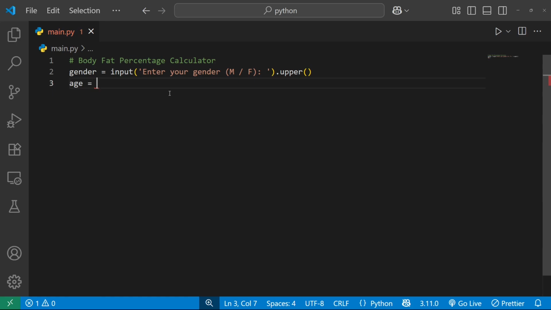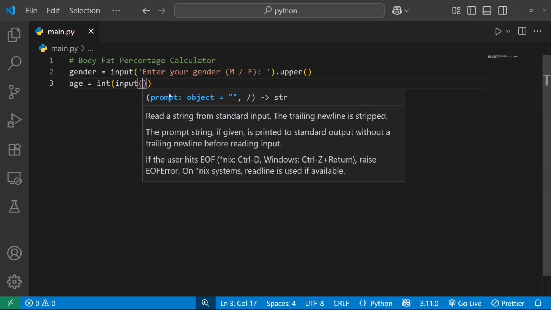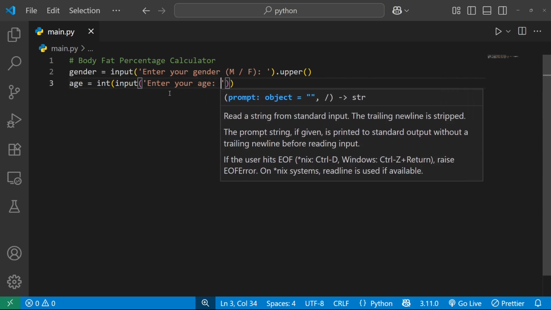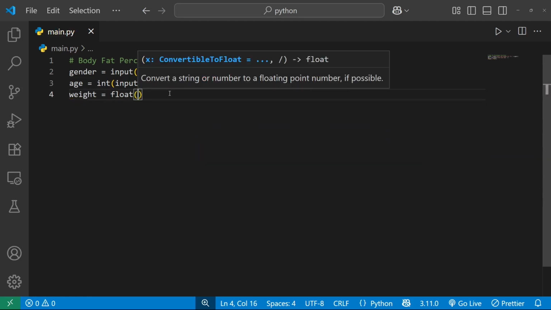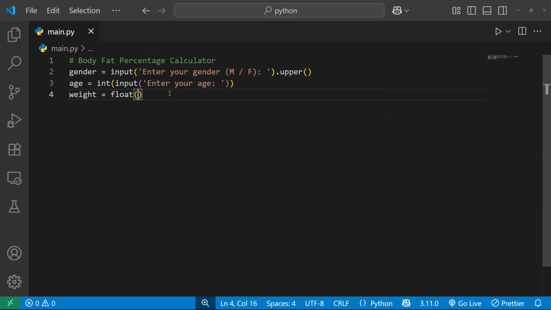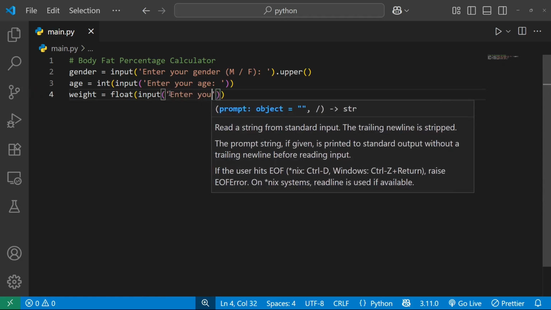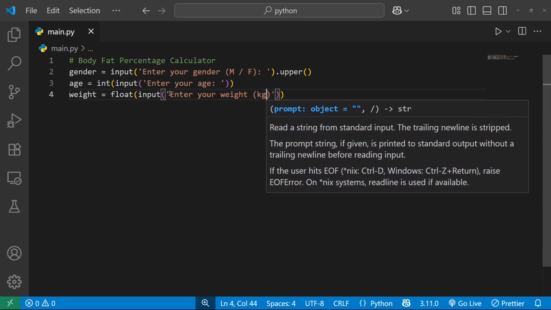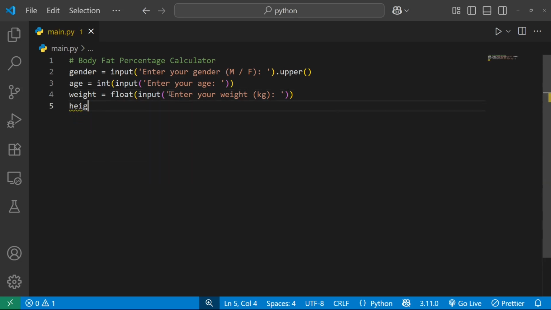After that I will put age. It will be an integer, so int, and input something like enter your age. After that we need weight, so I will use float, and I would like to do it in kilograms. Input: enter your weight in kilos. Perfect. After that we have height.